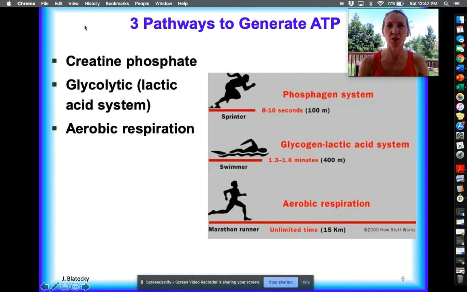Hey everyone, I wanted to touch base with a couple of key takeaways from chapter 14.